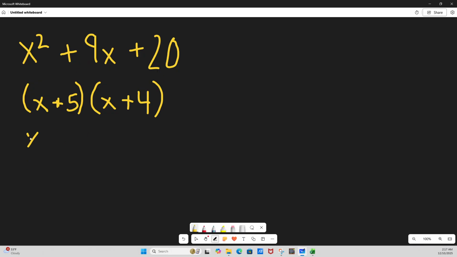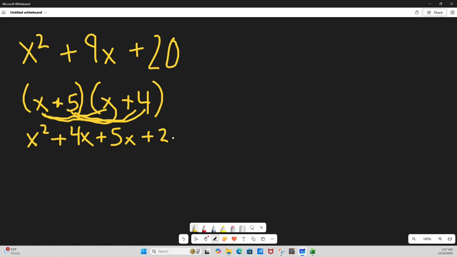So if we redo our work, we go x squared because we're multiplying these, and then 4x, and then 5 times x is 5x, and then 5 times 4, we get 20. Then we can just take these and put them together, so we end up with x squared plus 9x plus 20, which is what we originally had up here.